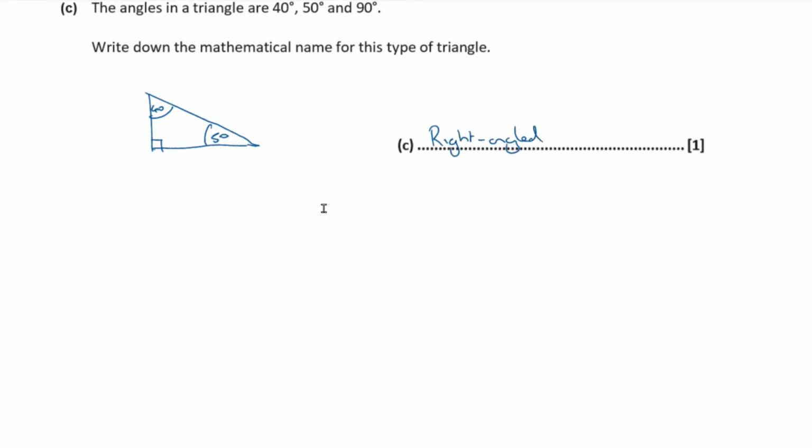Right angled triangle. The other ones you need to know are scalene. That's the one where all the sides are different. So you could say that this was a scalene triangle as well. So scalene is the other name for it. So that's a triangle where all 3 sides are different. And then you've got isosceles where 2 sides are the same, and equilateral where they are all the same. So you need to know all those names.